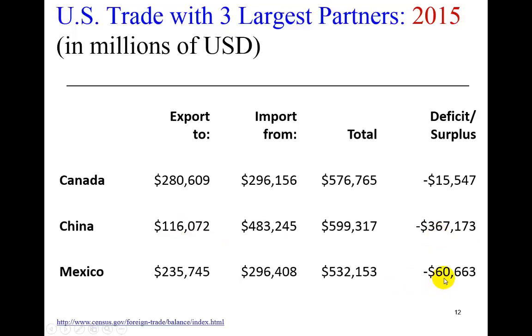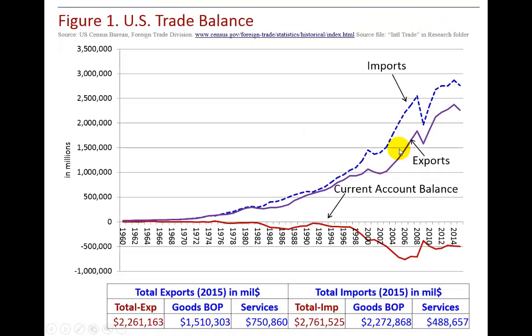So it doesn't look pretty at all. From Mexico, the trade gap here is about 61 billion US dollars. So that too doesn't look pretty. Canada is a little bit more balanced, as you can see. However, we still have a trade deficit of over $15 billion as of 2015. And in fact, if you look across the board in terms of total trade in 2015, our total exports for that year is about $2.26 trillion, and total imports, as you see here, is about $2.76 trillion. So it really doesn't look good across the board.